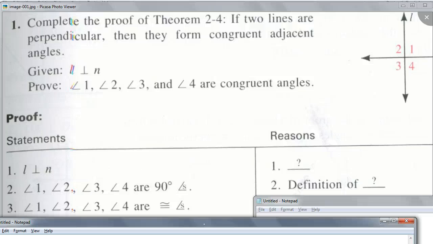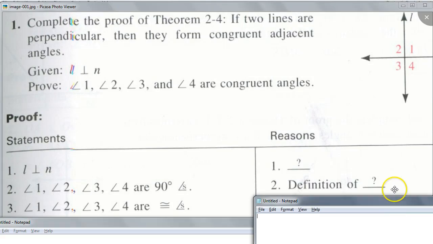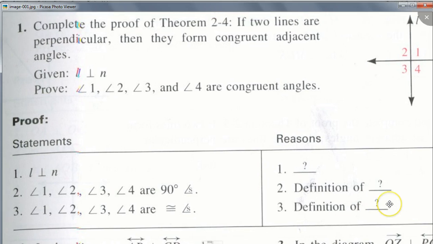Substitution. Can you substitute for congruence, Jason? Definition of congruence. Almost. It's a little bit more specifically definition of congruent angles, which is correct. It's because of the definition of congruent angles, right? Because look, all the angles are 90 degrees. What does the definition of congruent angles say? Angles are congruent if they have the same measurement. Does that make sense? So with that, you could finish this proof in 3 steps.